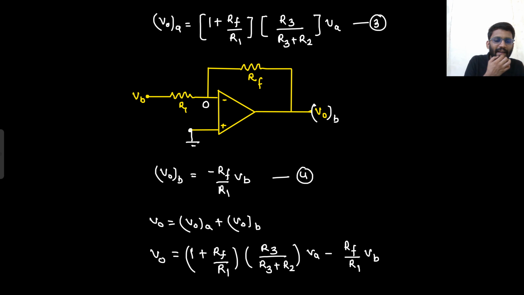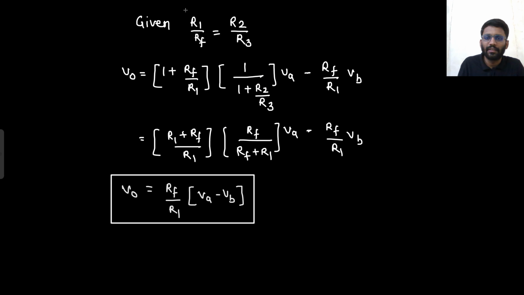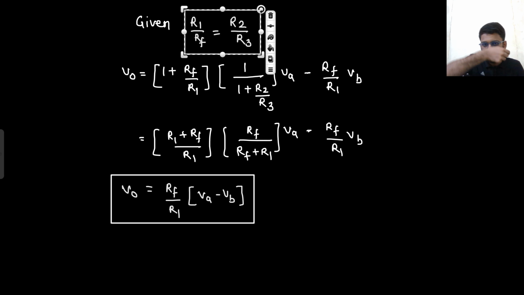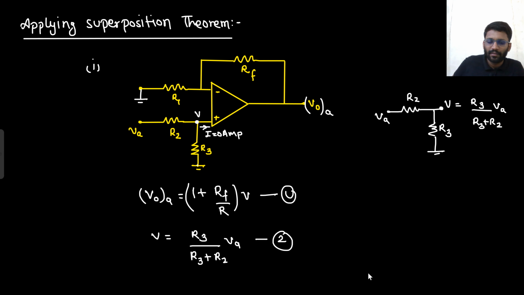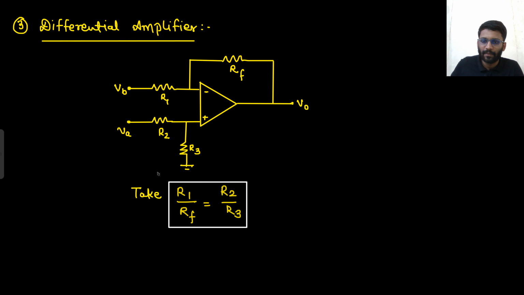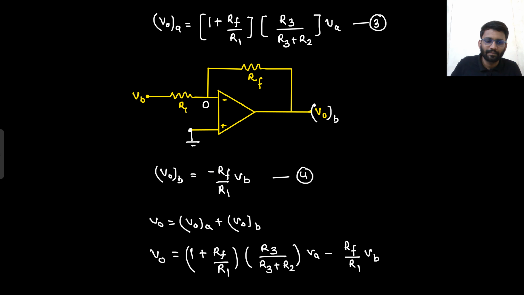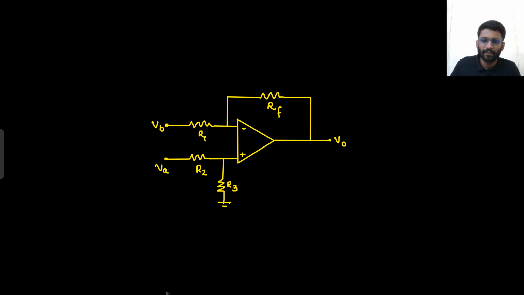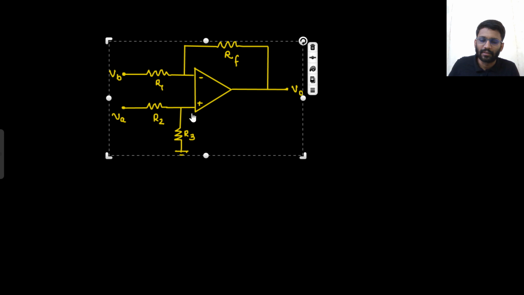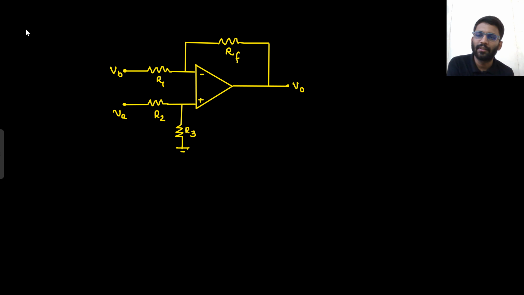I had the expression, I had some ratio given, then I replaced the values and got to the final answer, that was this. So what was your circuit? This was the circuit. So I am writing as a conclusion. If you can remember, you should be remembering it.